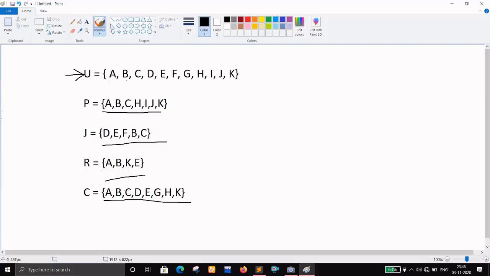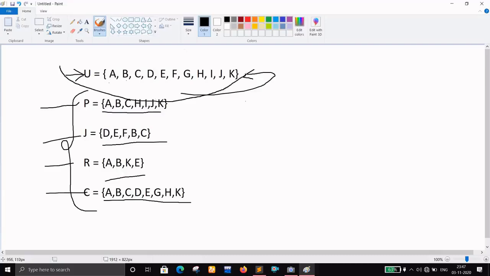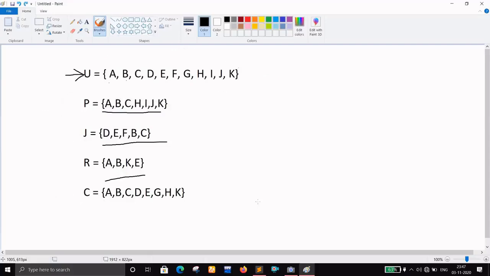And remember, all the sets in a given context or a situation are and will be a subset of the universal set. So no matter what you say, P is a subset of U, J is a subset of U, R is a subset of U, C is a subset of U, and U will always be the superset of all the sets in a given situation. U will always be the superset, and all the other sets will be subsets. Remember that. So that is called universal set, right? And let's keep these examples because we will use these.